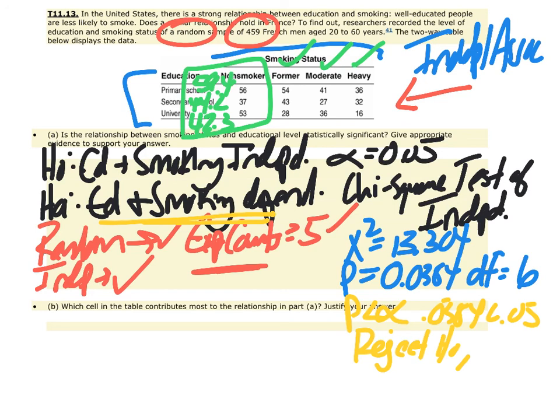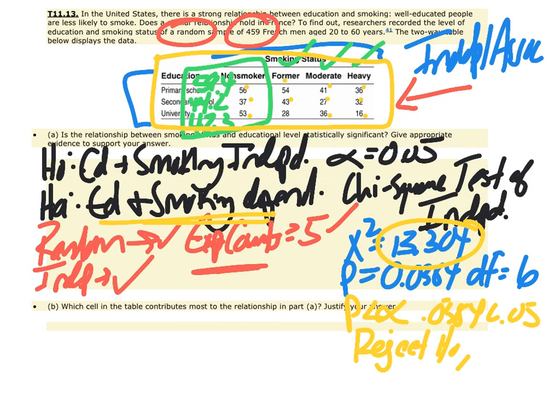Moves us on to part B. Which cell on the table contributes most to the relationship? If you go into here, you want to actually go back to all 12 elements that you see in this table, all 12 pieces, and see whose chi-square contribution was the largest. But we don't expect you to sit here and compute the chi-square contribution, which is the 13.3 in theory, split up and made up of all 12 of these boxes.